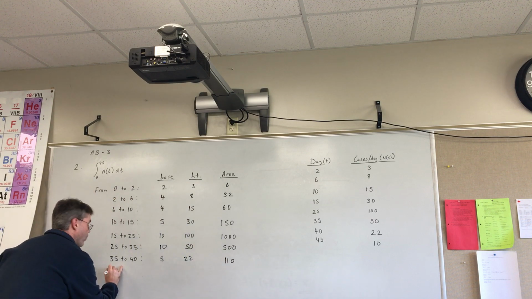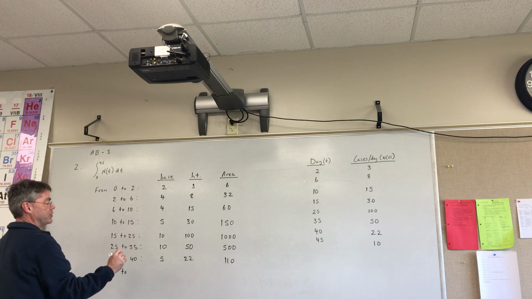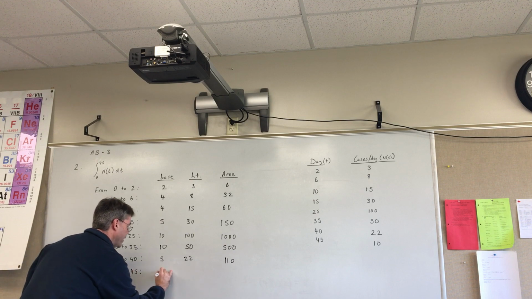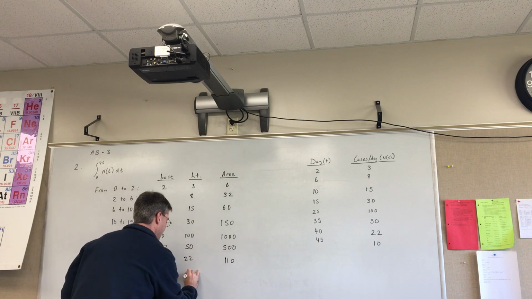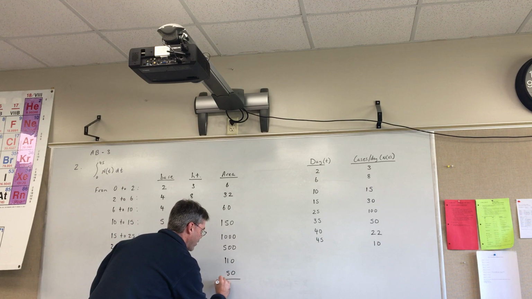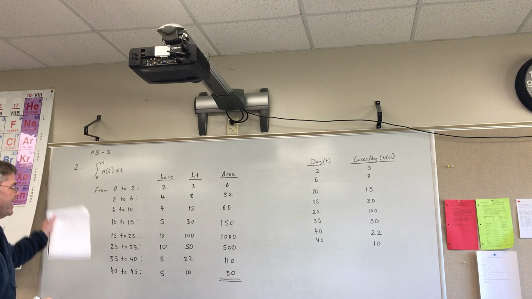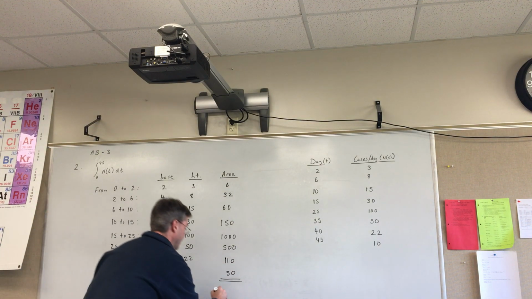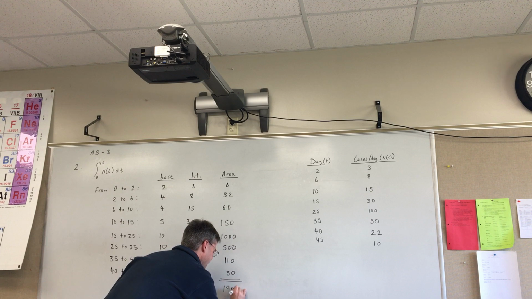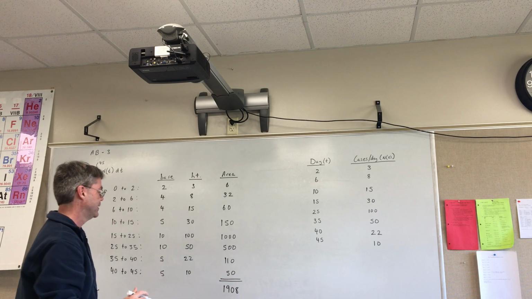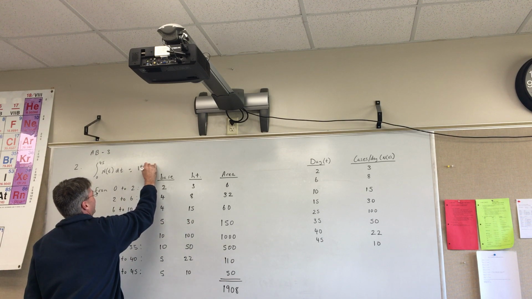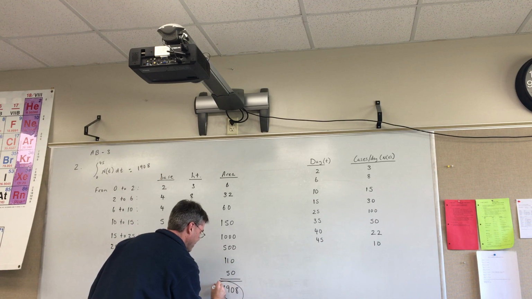And then goodness, from 40, hopefully on the real test they wouldn't give you one this long. Maybe they would only give you 3 or 4 subintervals. But 40 to 45, the base is 5 and then the height is 10. So that's 50. We have to add all that up to get the sum of that interval. So that would take you a little bit. It's 1908. Okay, so that's your answer, 1908. At least that's your estimate.